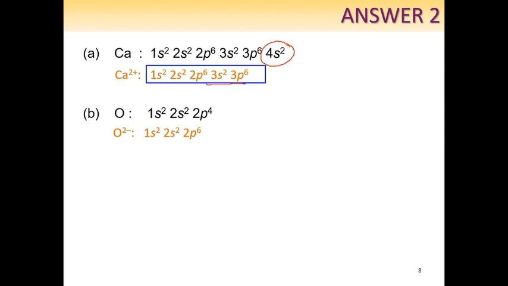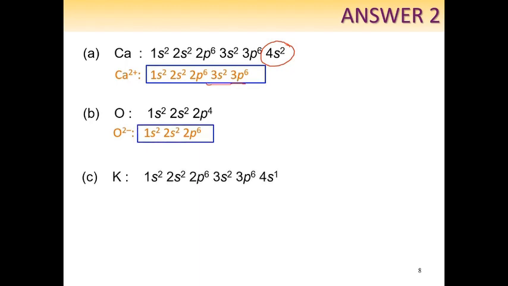And the last one is potassium. For potassium, it has 19 electrons, so the configuration will be 1s2, 2s2, 2p6, 3s2, 3p6, 4s1. To form the potassium plus 1 ion, it needs to lose 1 electron. You have to remove the electron from the outermost shell, which is 4s1. And the configuration will become 1s2, 2s2, 2p6, 3s2, 3p6.